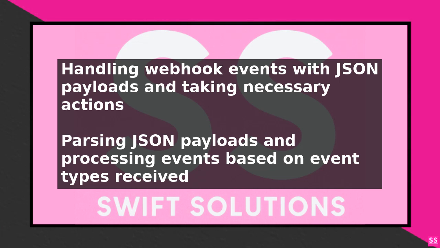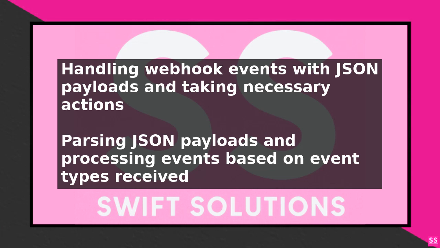Error handling and retries. Bill.com API webhooks have a retry mechanism in place in case your webhook endpoint is unavailable or returns an error response. It is crucial to implement error handling and logging mechanisms to diagnose and resolve any issues that may arise during the webhook processing.